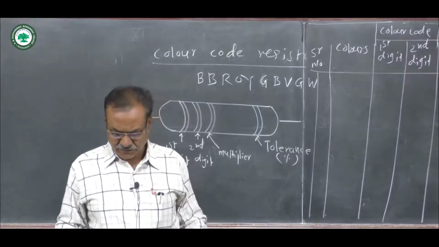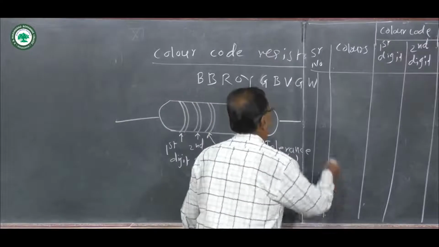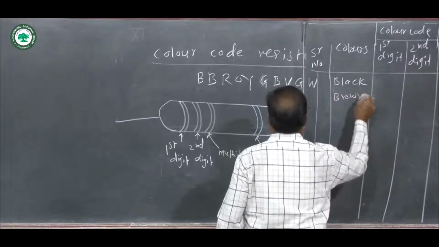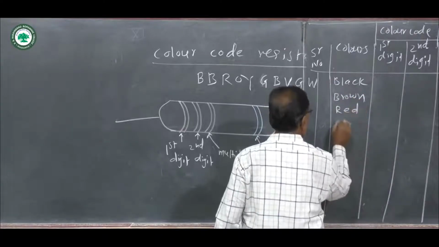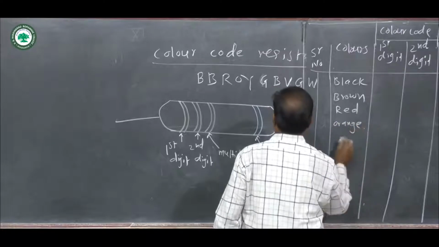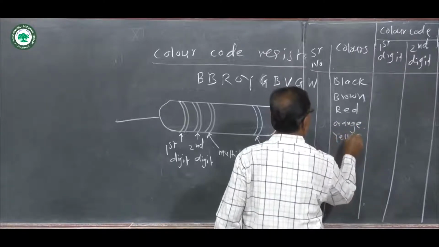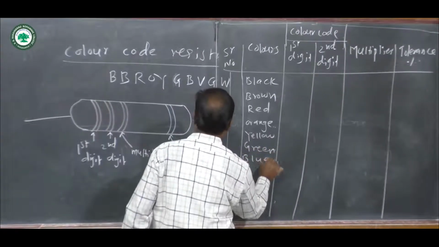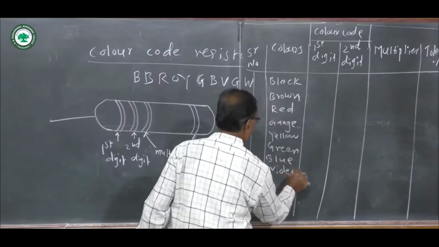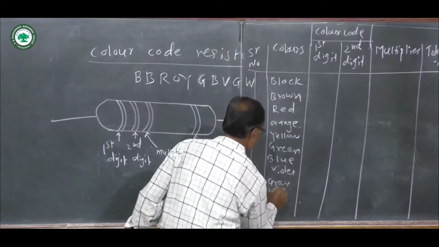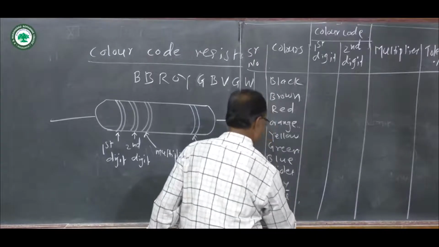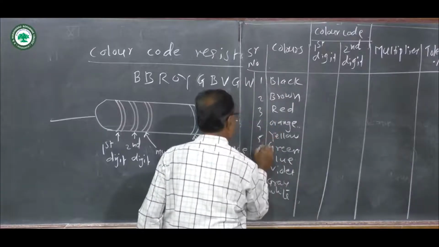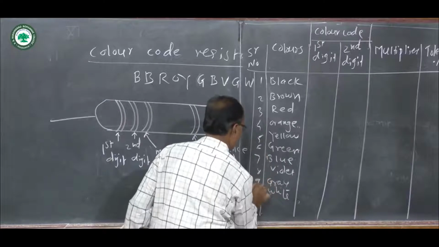So we can write first color black, then brown, red, orange, yellow, green, blue, violet, gray, and last is white. These denote 0, 1, 2, 3, 4, 5, 6, 7, 8, 9.